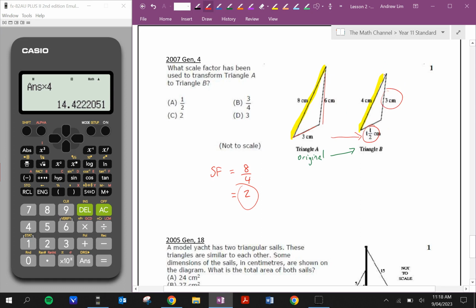So actually, the scale factor from A to B is actually the reciprocal, 1 over 2. Okay, that's 2 over 1. So we're going to flip it. So the answer is A.